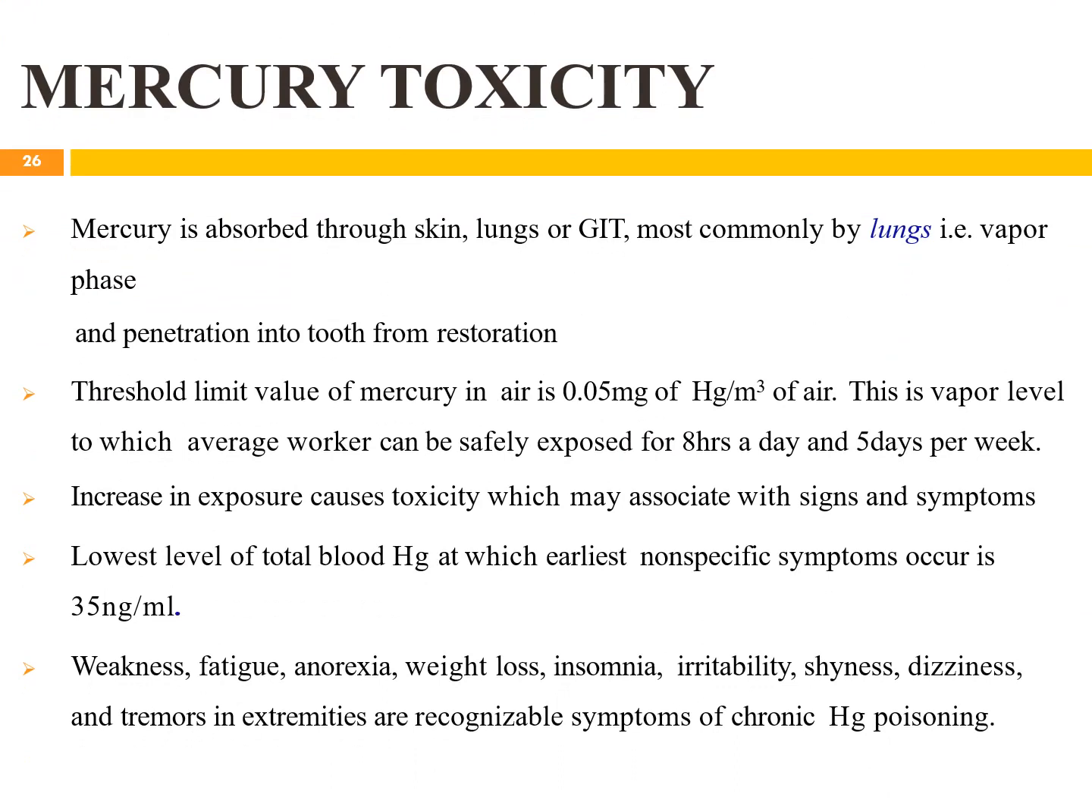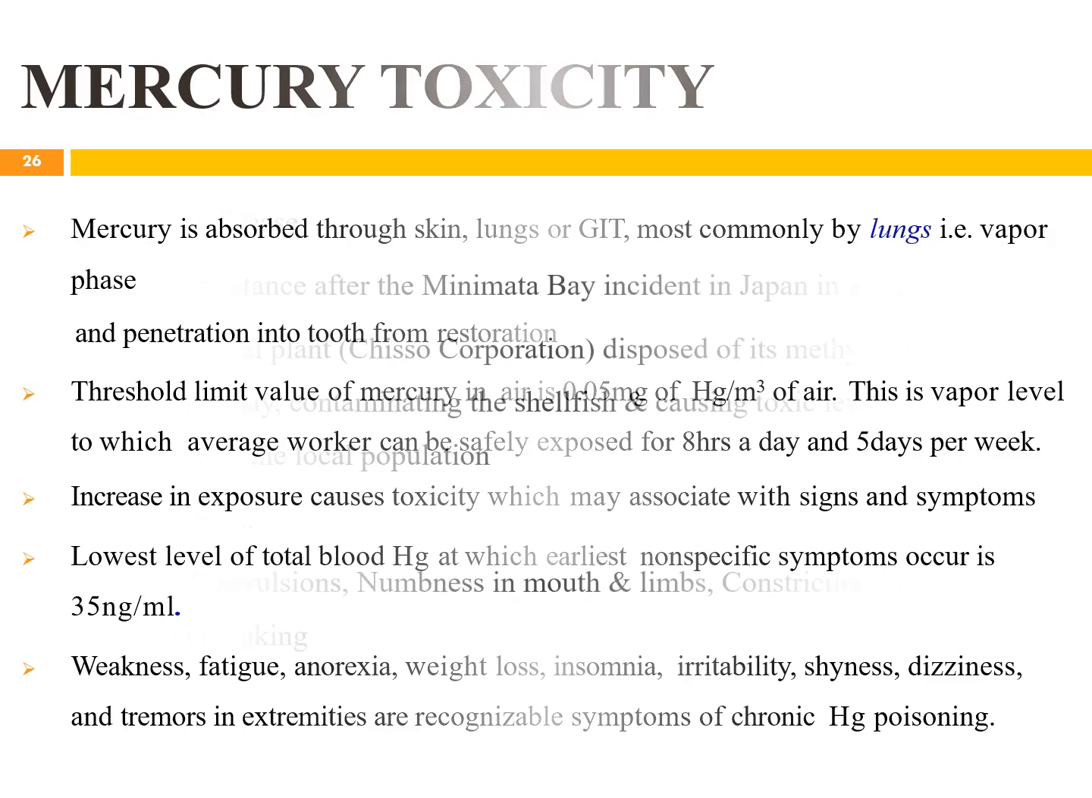Mercury toxicity is observed through the skin, lungs, and GIT, most commonly by the lungs. The threshold limit of mercury in the air is 0.05 milligram per cubic meter. This is the vapor level to which the average worker can be safely exposed for 8 hours a day, 5 days per week. Increases in the exposure cause toxicity, which may be associated with signs and symptoms. Lowest level of total blood mercury at which the earliest non-specific symptoms appear.